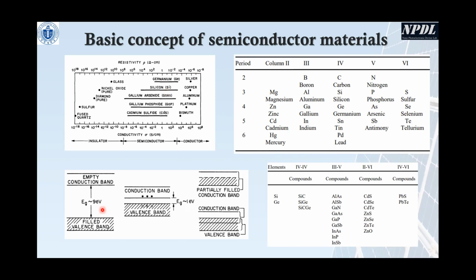If we consider the energy band diagram, this is for semiconductor materials, this is a conductor, and this is an insulator. In the case of semiconductor materials, the valence band is partially filled with the conduction band, and in some cases there is too much overlap.